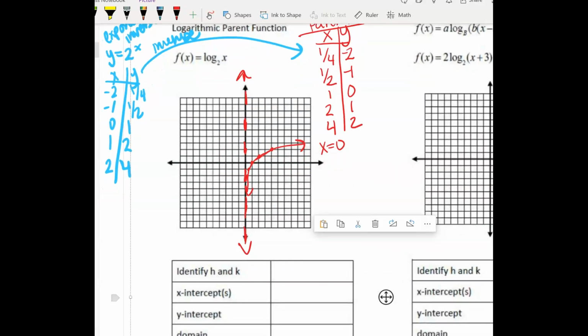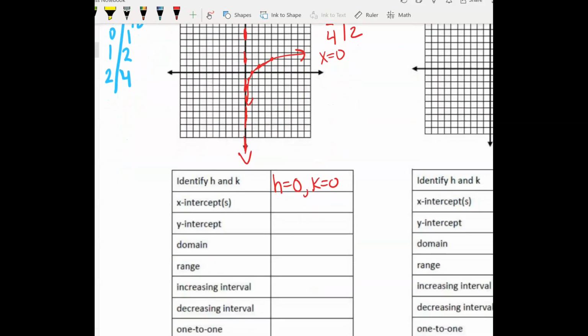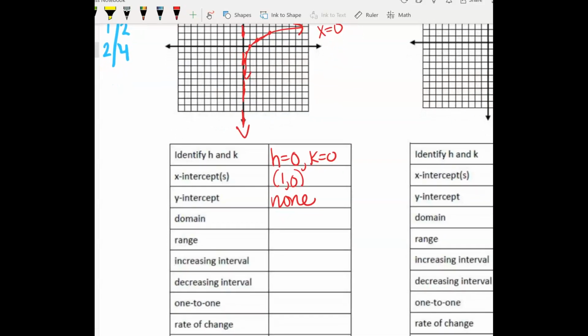And again, this is a parent function. So our h value is 0 and our k value is 0 because there's not any shifting that occurred here. Our x-intercept we can see at the point (1, 0). Our y-intercept is none. So there's a vertical asymptote here that's stopping us from reaching or going past an x value of 0, so we never reach the y-axis.